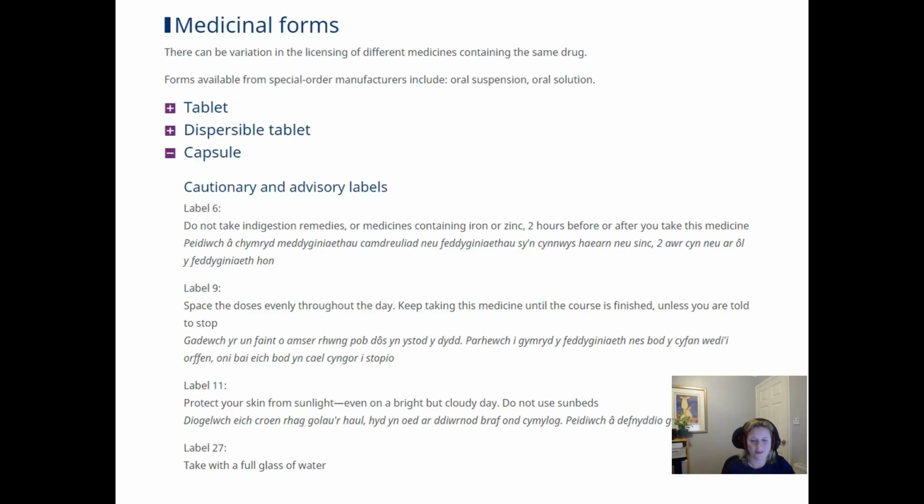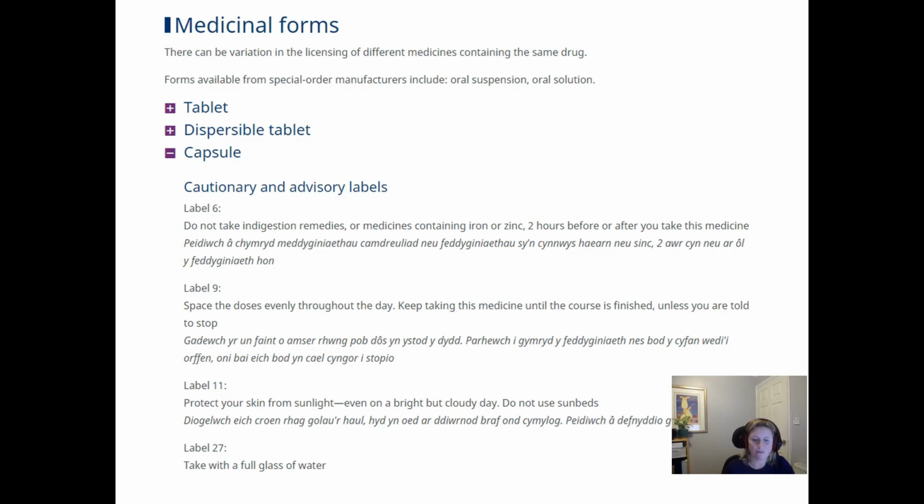And the final place that we would look at when we're doing this is actually the cautionary labels, and these will be printed on the label when you have the box in front of you. So it will be printed not to take indigestion remedies with this medicine, because it affects the absorption of this medicine if you do take them at the same time.